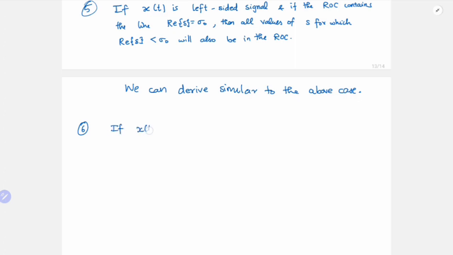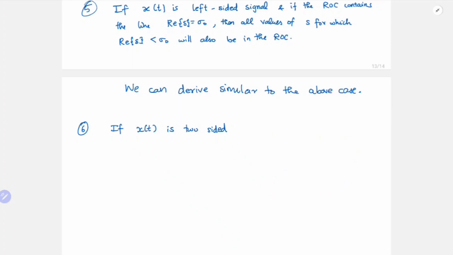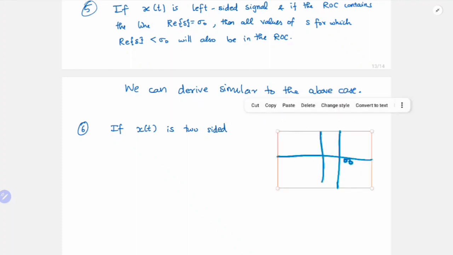If x of t is right-sided, then I will have, let's say this is sigma naught, I will have all this, and if it is left-sided, I will have all this. If it is two-sided, then I can't say anything, right? So I will say that it is some region of strip around sigma naught which is there in the ROC. That strip can be 0 also, it can have sigma naught as the only converging value. So the strip itself can have a width of 0. That is also possible.